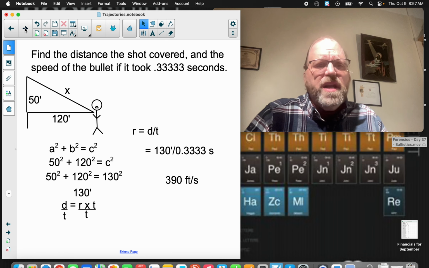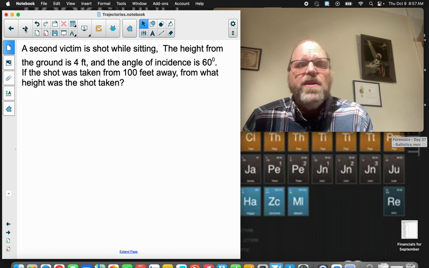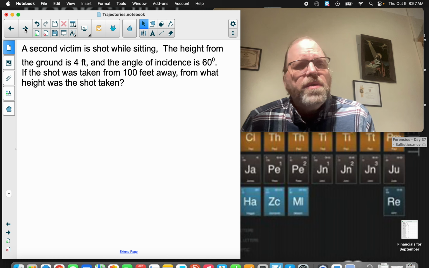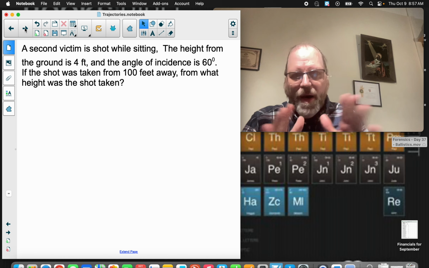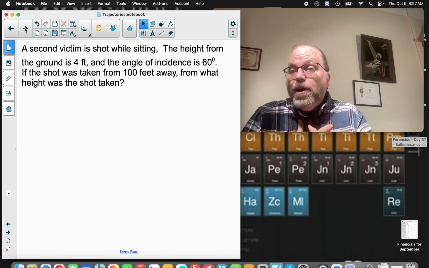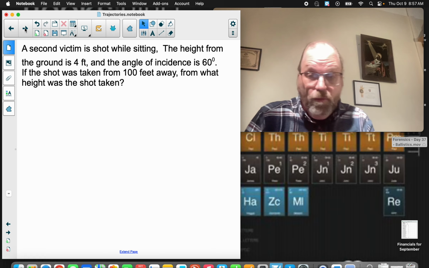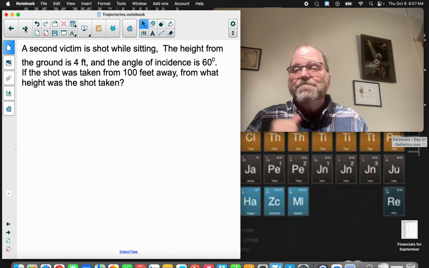All right, let's take a look at another problem now. A second victim is shot while sitting. Height from the ground is 4 feet. Angle of incidence 60 degrees. The shot was taken from 100 feet away. What is the height the shot was taken from? Take some time, pause the video, see if you can draw it out for yourself. You're going to find I'm not a great artist, so we're going to be stuck with what we get. When you're ready, start this back up again.